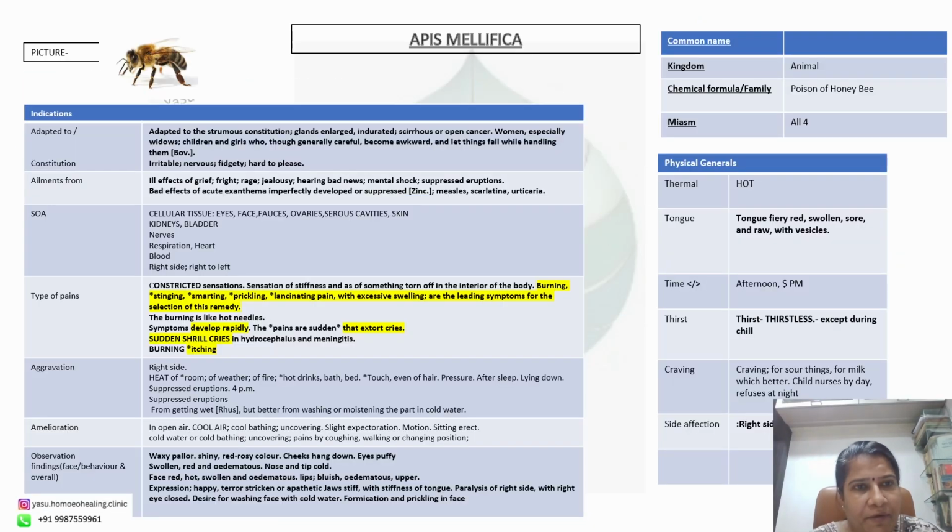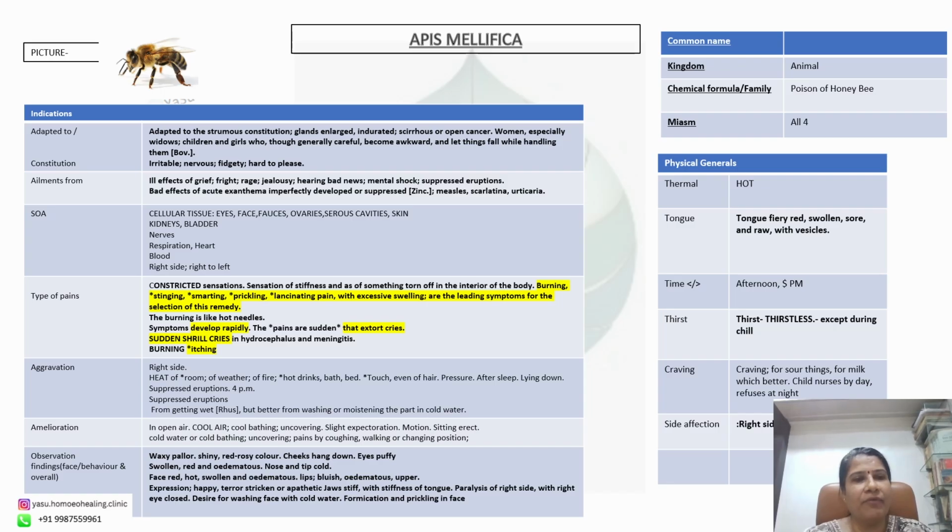So we know it is prepared from the poison of the honeybee. Now it is adapted to stumous constitution, glands enlarged, indurated, serous or open cancer. Now stumous constitution is a hereditary predisposition to glandular swelling, chronic infection and weakness, most commonly associated with tuberculosis. So women, especially widows, children, and girls who, though generally careful, become awkward and let things fall while handling them. Constitution or temperament is irritable and nervous and fidgety, and the patients are hard to please.